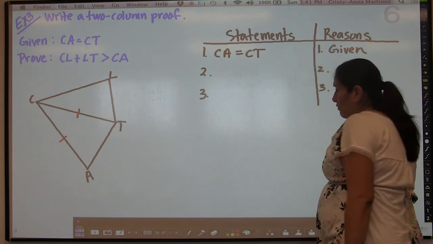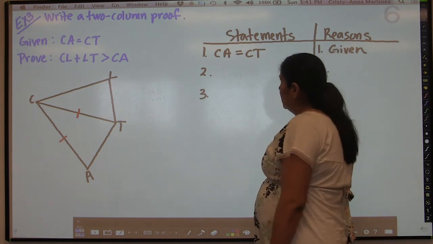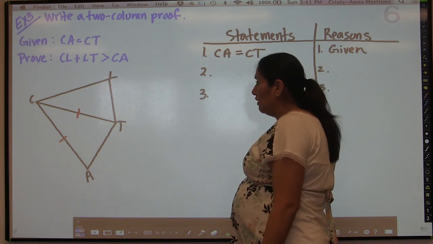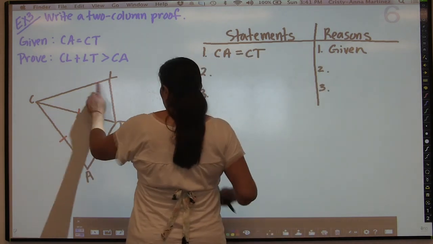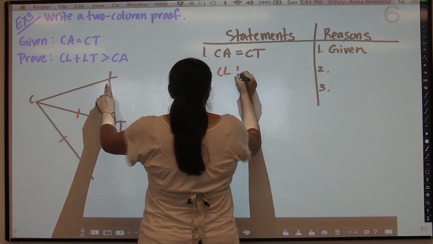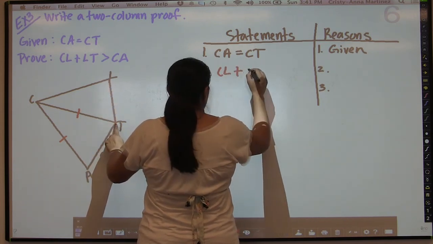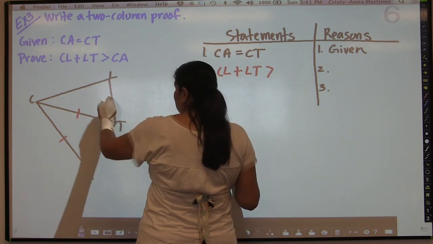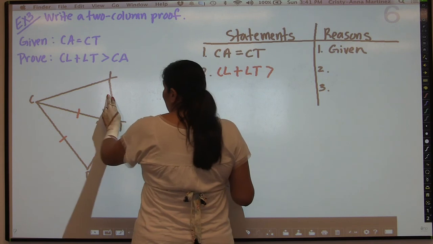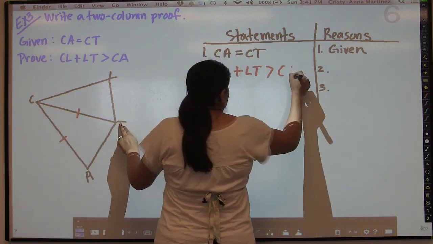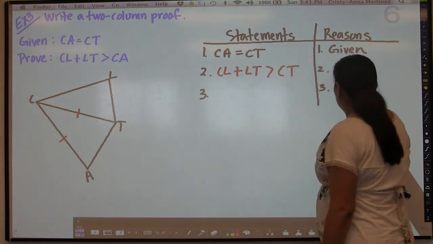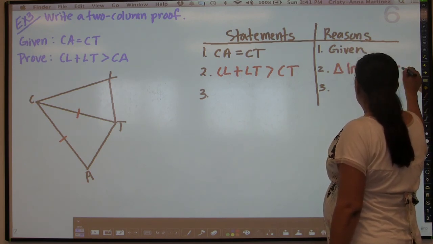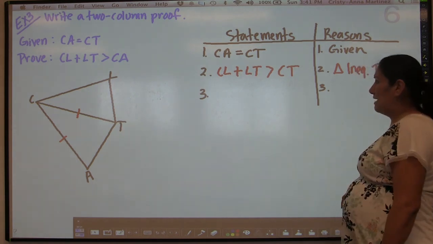First and foremost, I already have our given statements, CA equals CT. And then in number two, what we're going to do is use the triangle inequality theorem to state that CL plus LT is greater than, so remember we have that the sum of the two sides should be greater than the third side, and the third side is CT. So by the triangle inequality theorem, we know that CL plus LT is greater than CT.